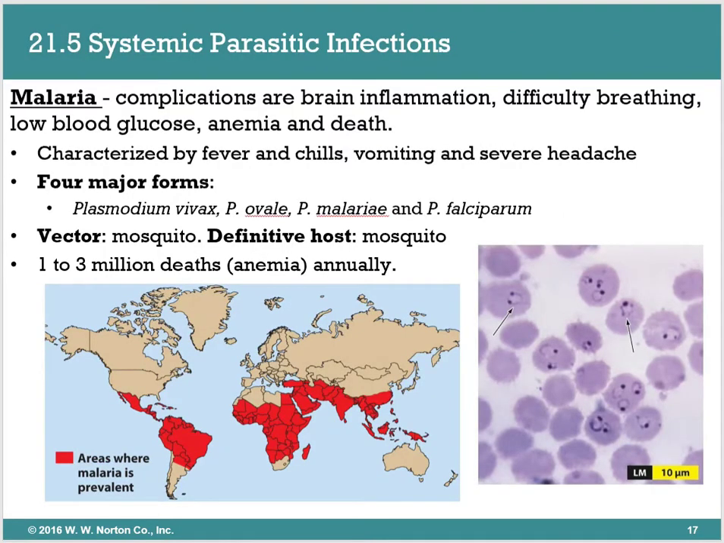So we have malaria. This is a compilation of brain inflammation, difficulty breathing, low blood sugar, and anemia, so low iron, and it can result in death. Malaria is not very common in the U.S., but it is very common in South America, Mexico, Africa, some of the Southern Asian region, and the Middle East. It's generally characterized by fever, chills, vomiting, and excessive headache.